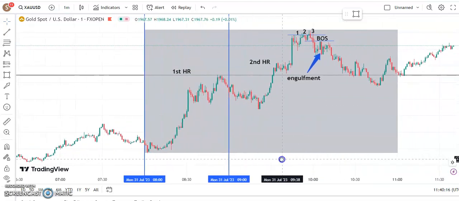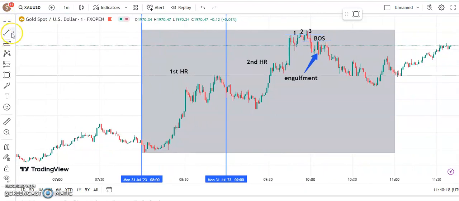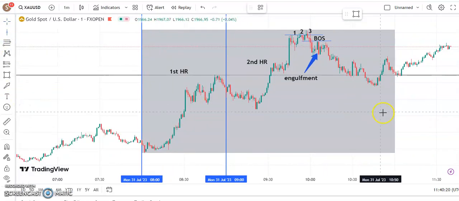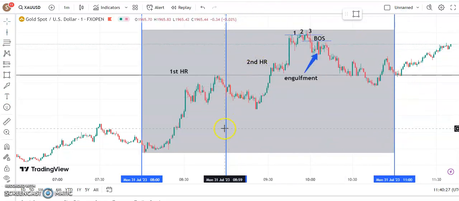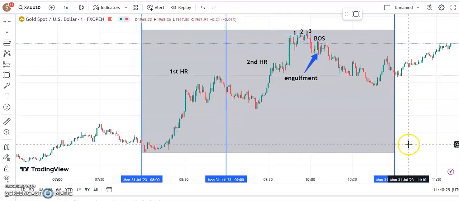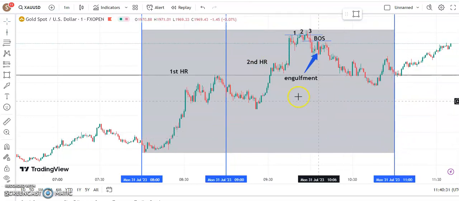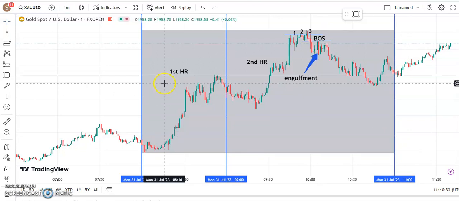Let me add this line so that you can see the boundaries. We stop trading at 11. So if we have a setup between 9 and 11, then that's a valid trade setup. And what is a valid trade setup?